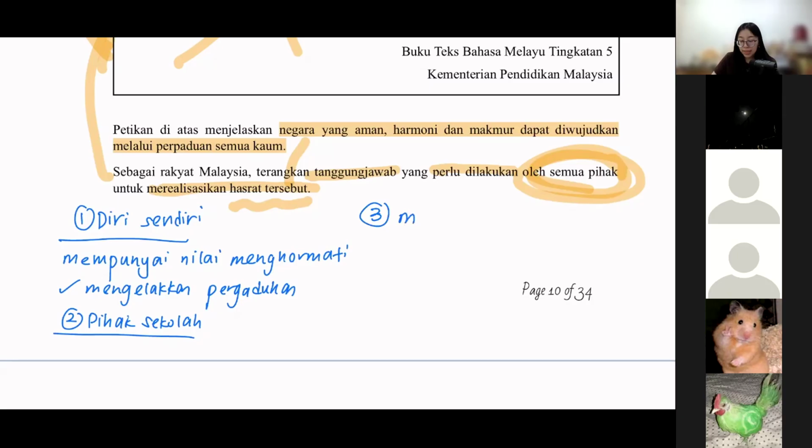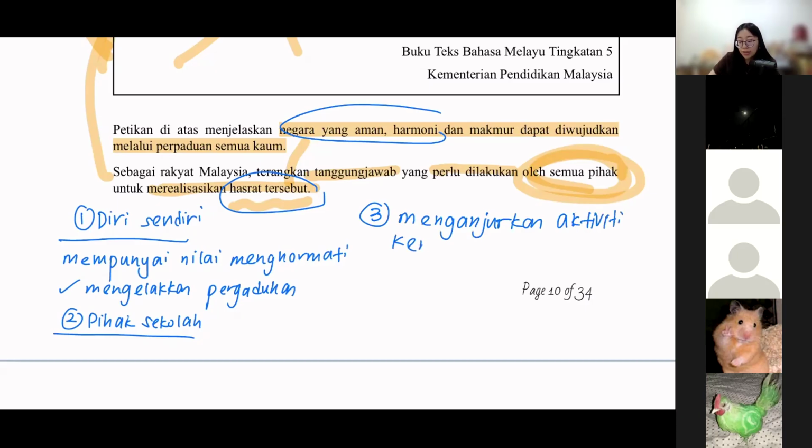Even to say pihak kerajaan also can mengurangkan case bully, no, this one is asking you to merealisasikan hasrat, to make it happen. Our country will be peaceful. Why would you mengurangkan case bully? Then it's not right already. It's wrong already. So for gotong royong, you can put like this: menganjurkan, which is having aktiviti kemasyarakatan, which is society activity. For example, then you put contoh gotong royong, aktiviti gotong royong untuk membersihkan kawasan perumahan.